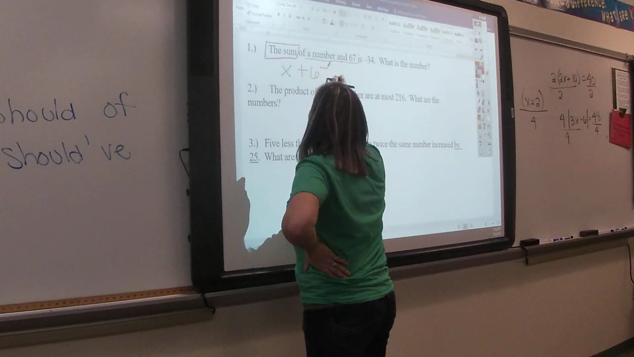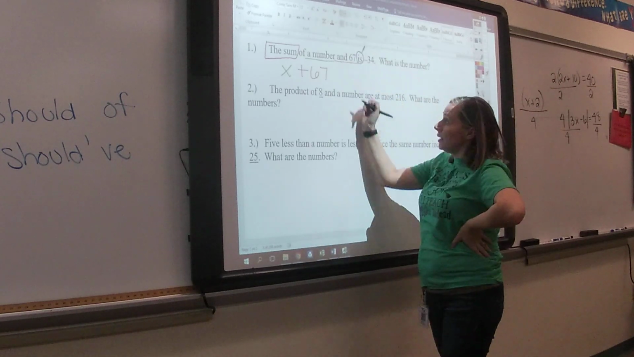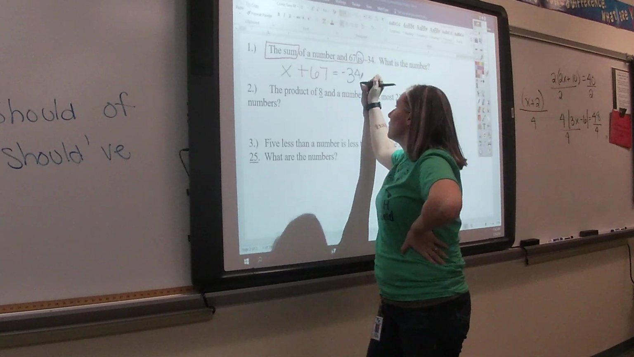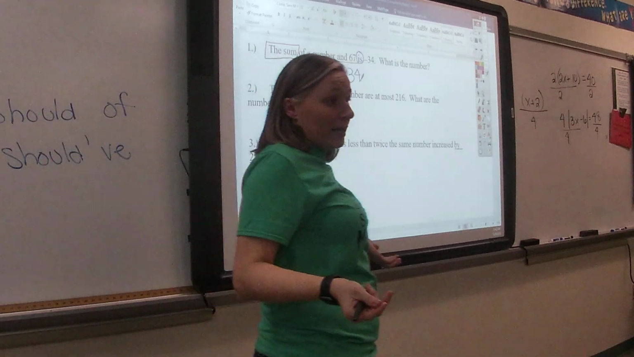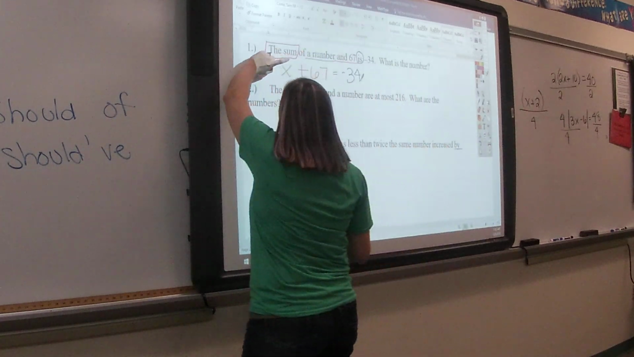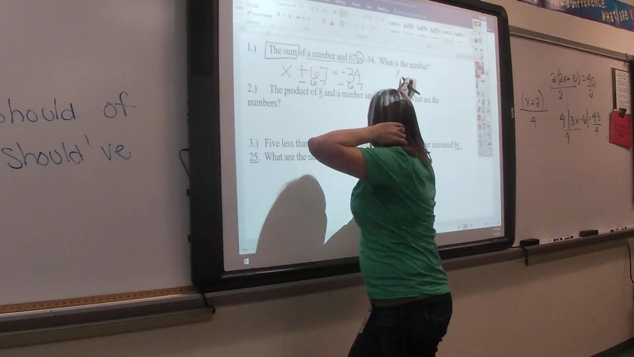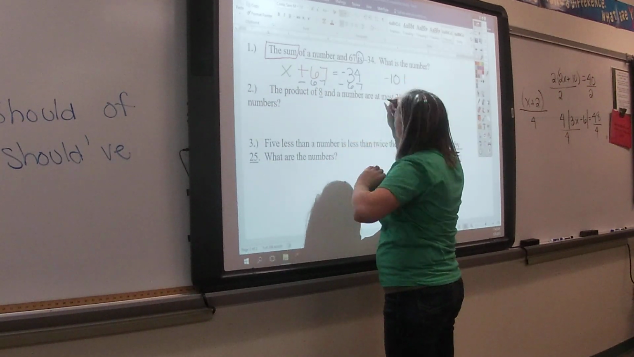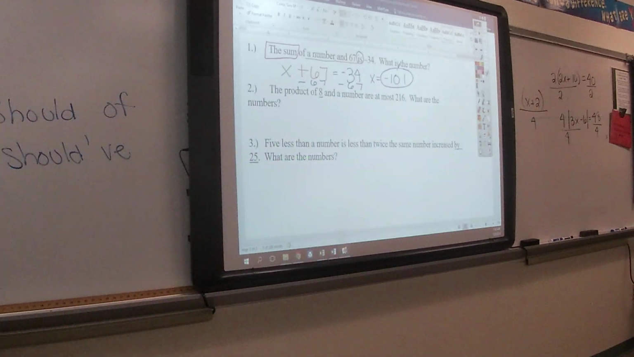67 is equals negative 34. So what does it mean when it asks us the question, what is the number? What is X? Solve for it. So what are we going to do to solve this? Subtract 67. Negative 101. And realistically, the only thing that matters is the negative 101 because the X was just a letter we picked.